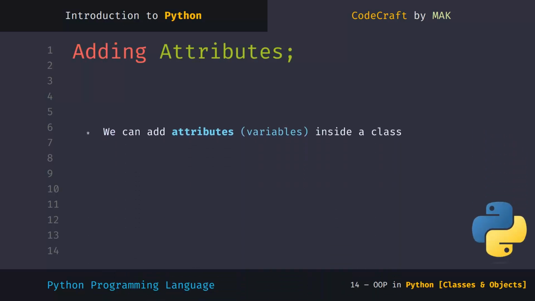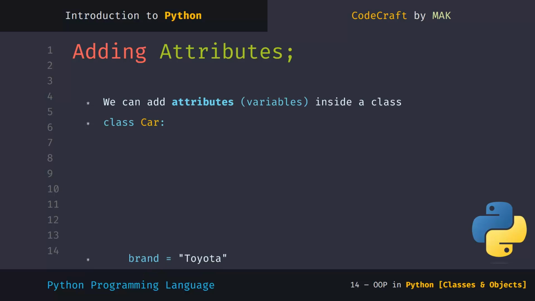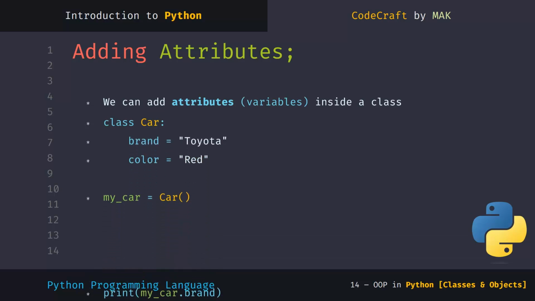Adding attributes: we can add attributes or variables inside a class. For example, class Car: brand = "Toyota", color = "red". Now my_car = Car(), and print(my_car.brand) will print the brand of the car.